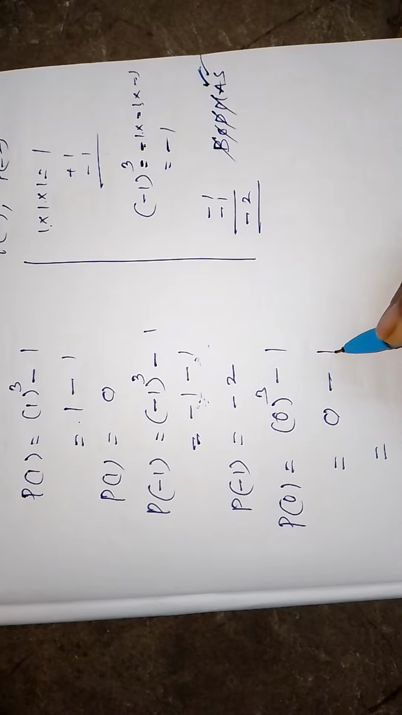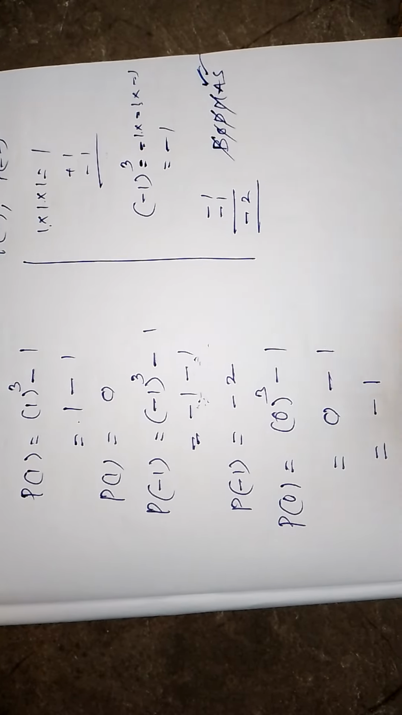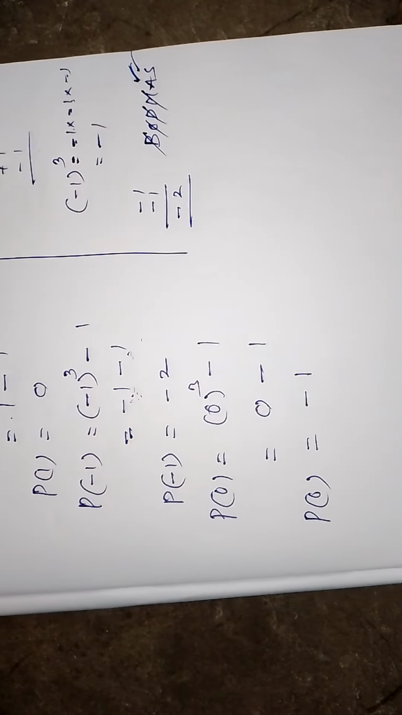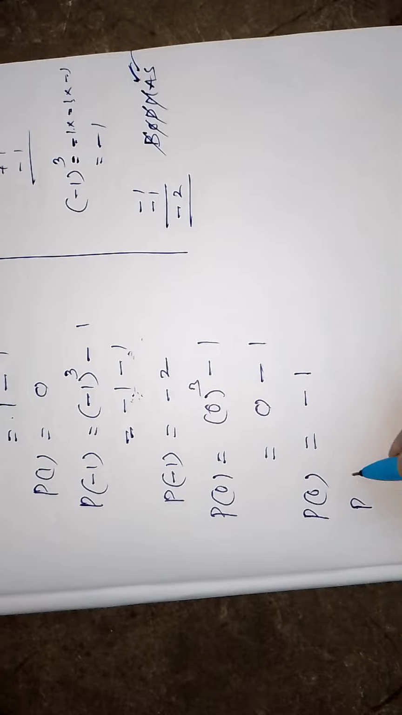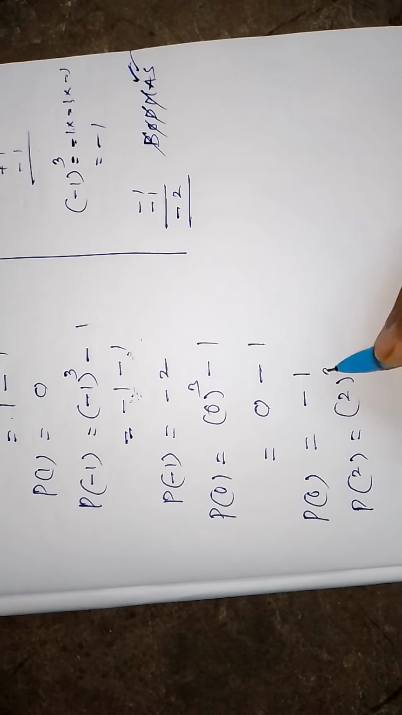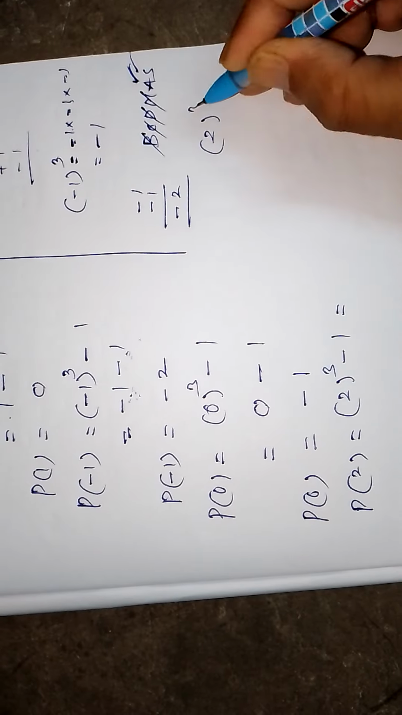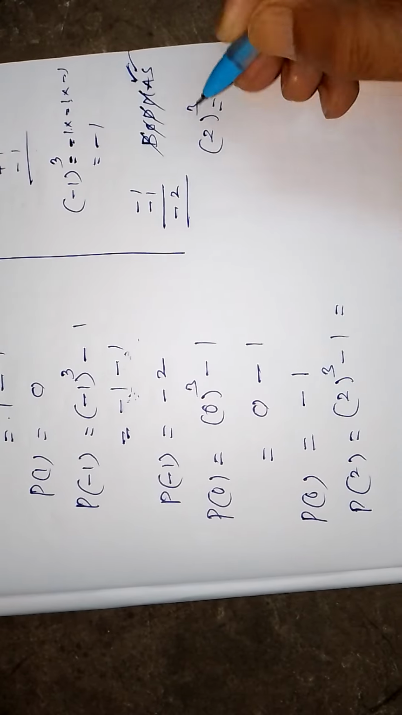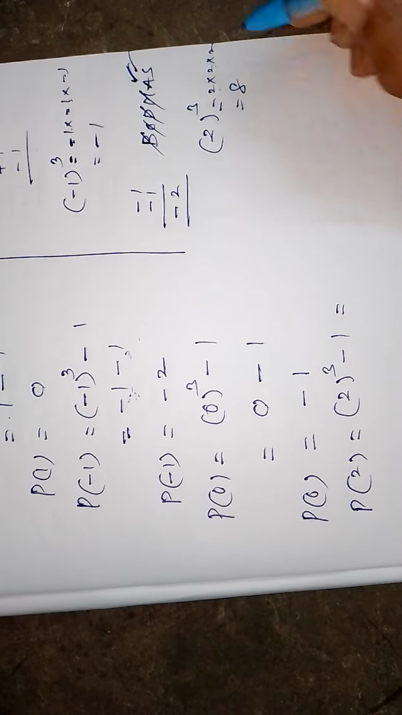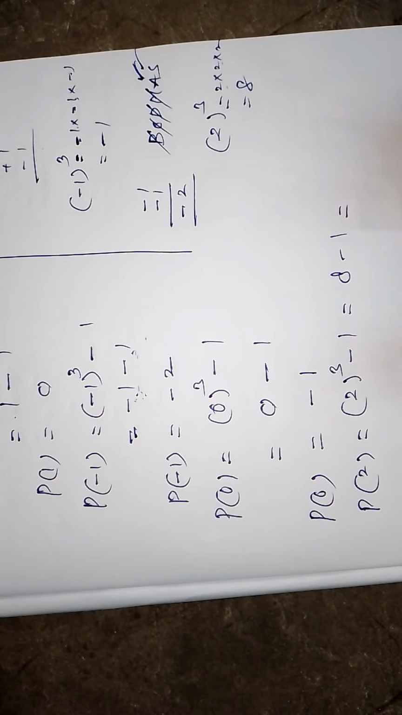When we subtract any number from 0, you will get that minus number. Okay, minus 1 is the p of 0. Next, p of 2. That means 2 cubed minus 1. 2 cubed means this base should be multiplied how many times? 3 times. 2 into 2 into 2. 2 2s are 4, 4 2s are 8. 8 minus 1. Okay, here which operation do we have to do?